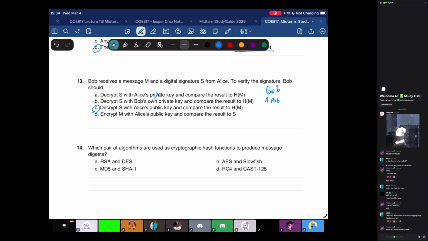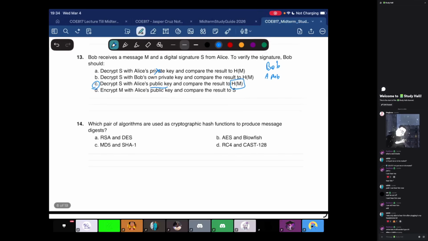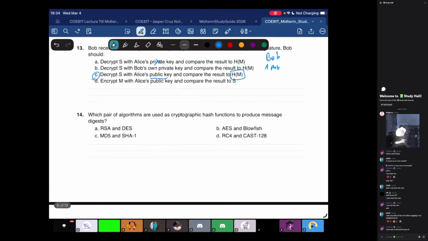So what is this? Sorry. It will decrypt with Alice's public key and then compare with the hash of M. It will take a hash of that and verify that if these 2 values are identical, then I can prove that this communication is valid, and Alice proves herself to Bob in this case.